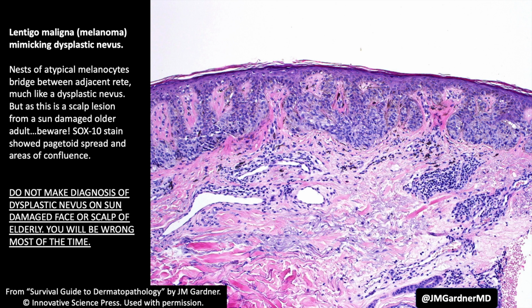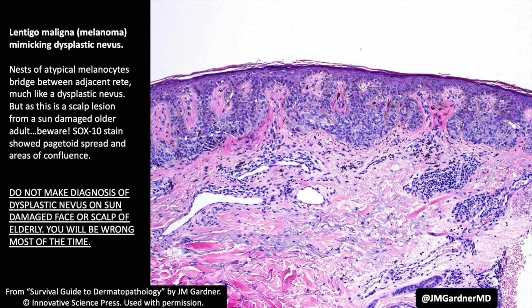So I want to alert you of that, particularly in older sun-damaged skin. The lentigo maligna type of melanoma has this tendency sometimes to grow with a pattern that looks predominantly nested and has bridging across rete and otherwise resembles dysplastic nevus. Be very, very, very cautious. I am extremely hesitant to make a diagnosis of dysplastic nevus on the sun-damaged face or scalp of an older person, okay?